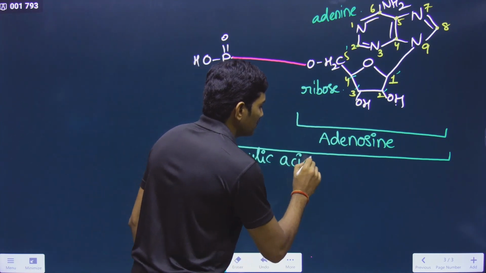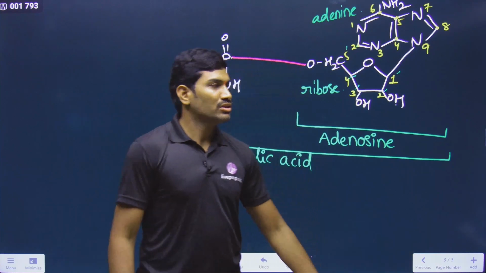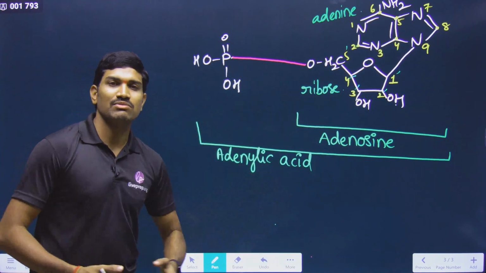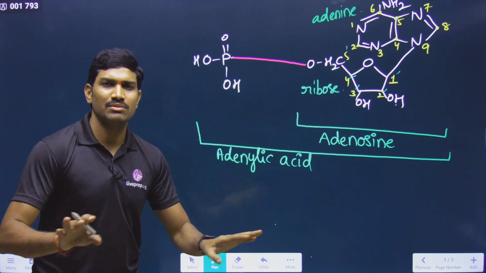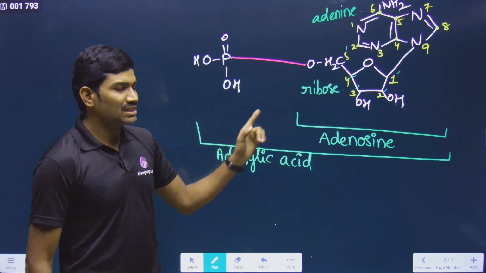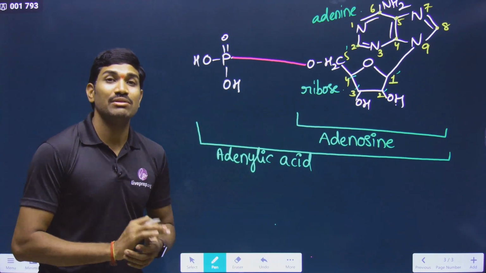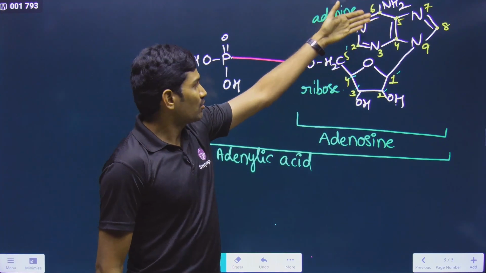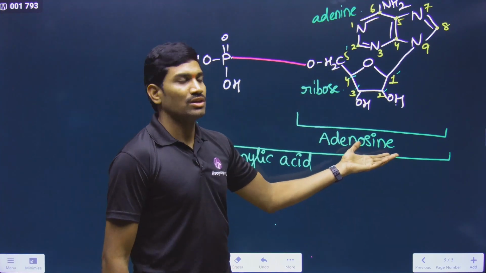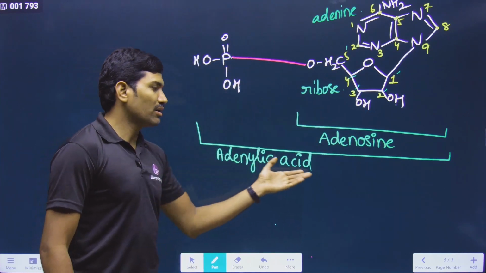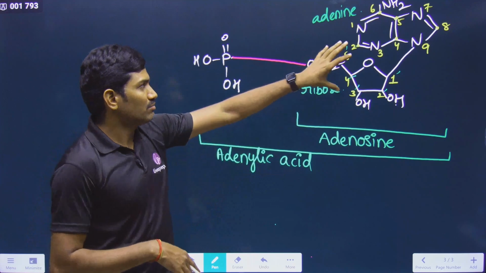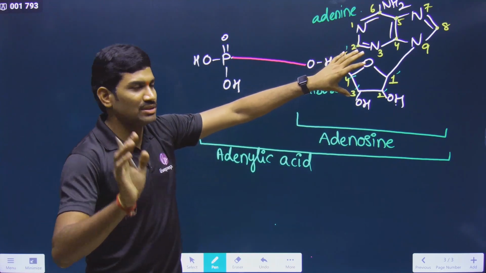Adenylic acid. That's it. Simple. So in this way, the nitrogenous base, sugar and the nucleotide names will be derived. Very simple concept. If you know the structures clearly, you can understand each and every point very clearly. Is this clear? Now, suppose this is guanine. Guanine plus ribose is guanosine. Guanosine plus phosphate is guanylic acid. Completed. Understood or not?